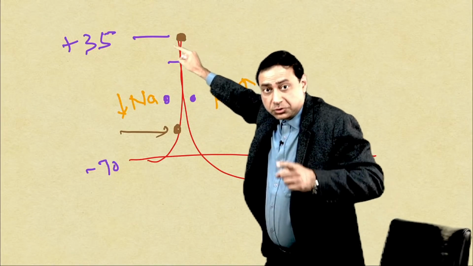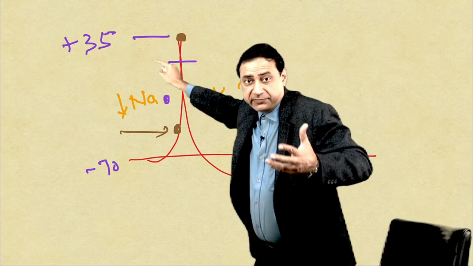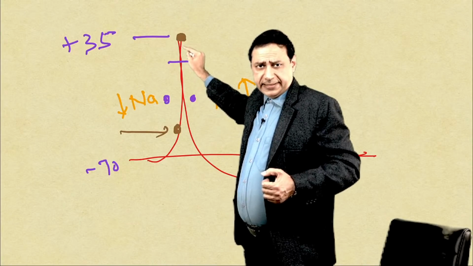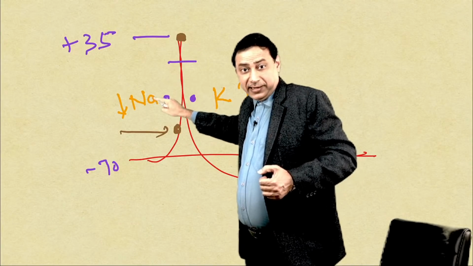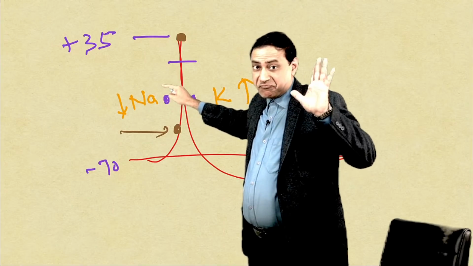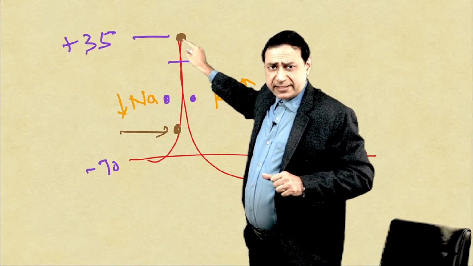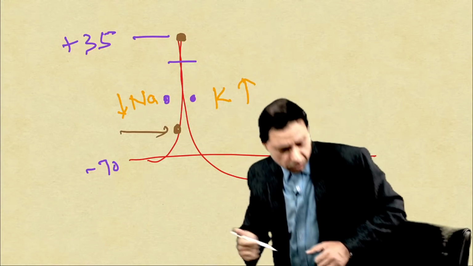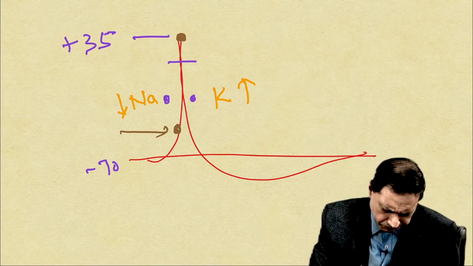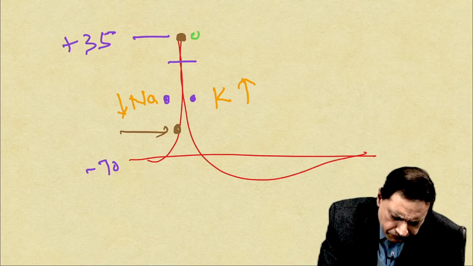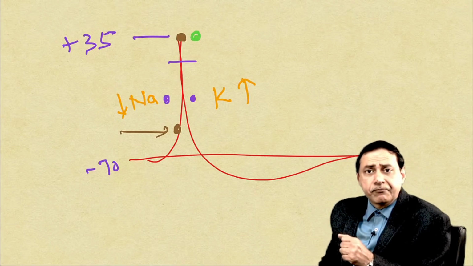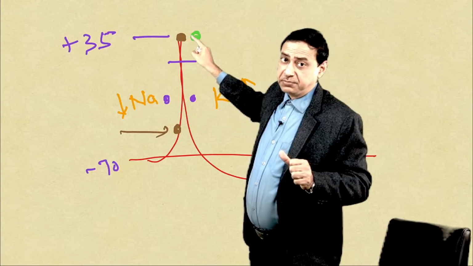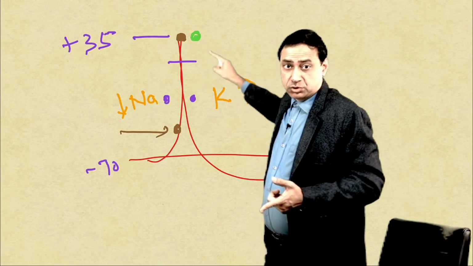Here sodium channel is closed, so sodium entry will stop. So sodium channel opens here, sodium channel closed here, and this sodium entry leads to depolarization. Simultaneously, at this point, potassium channel will open. So sodium influx will stop. Potassium efflux will start. So we have the recovery.